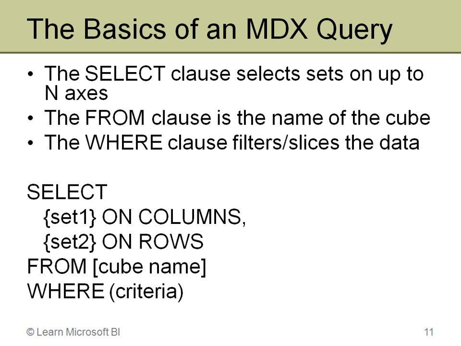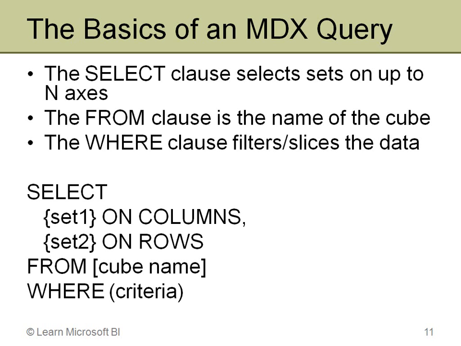But basically, the select clause selects sets on up to n axes. So the only thing that you can put on an axis is a set. So notice select set 1 on columns, set 2 on rows. And I can have any number of axes. There may be some limit. I don't know what it is. Believe me, it would be bigger than any query you'd ever want to structure.